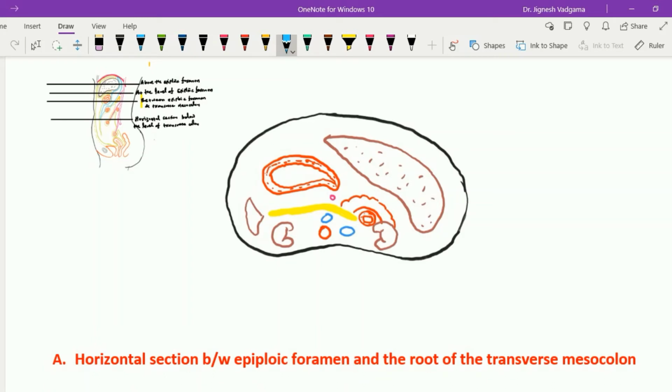Now we have completed horizontal sections of the peritoneum at three levels. Now let's see the horizontal section of the peritoneum between the epiploic foramina and the transverse mesocolon. In this horizontal section, we can appreciate here this is the liver. We can also see the stomach here and the first part of the duodenum, and on both sides we can see the kidneys, and here we can appreciate the spleen.